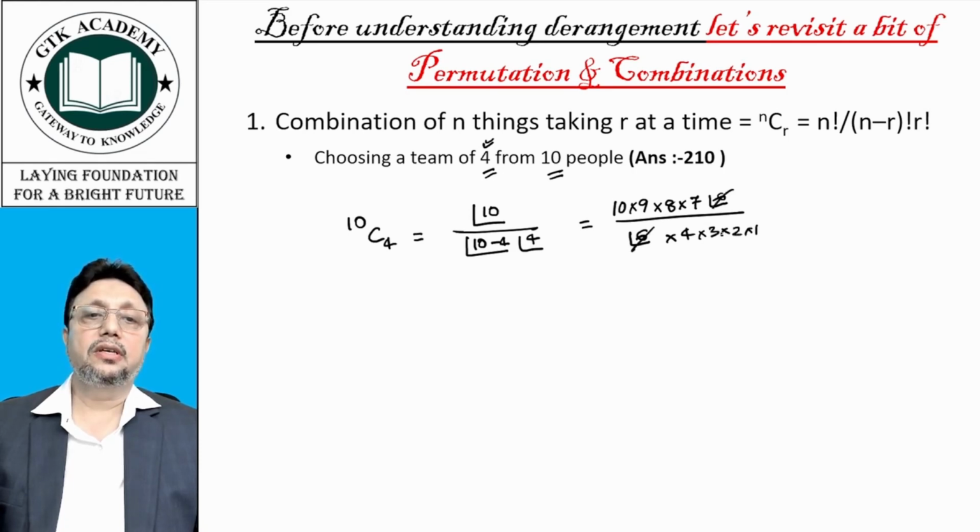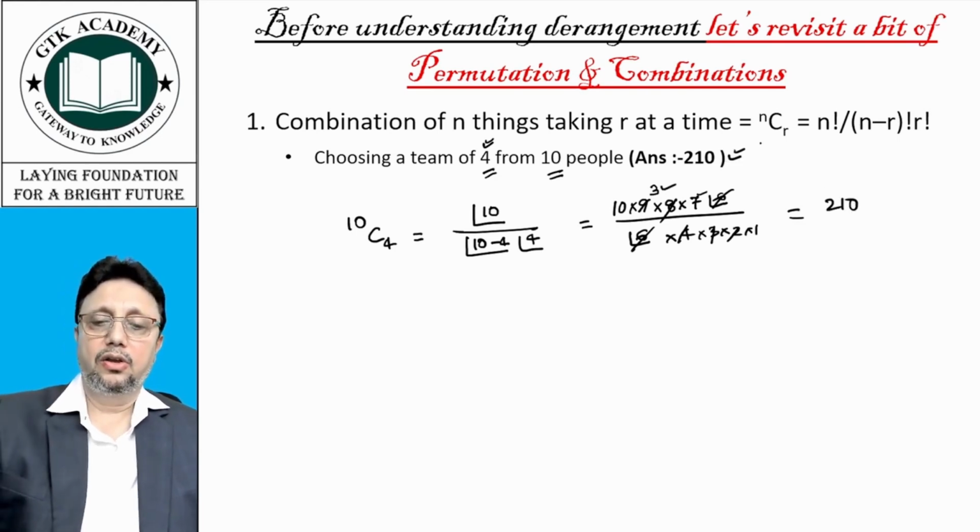So this gets cancelled. 3 is a 9, and 4 and 2 get cancelled from here. So 7 3s are 21 into 10, 210. So this is the answer. I hope it is clear to you.